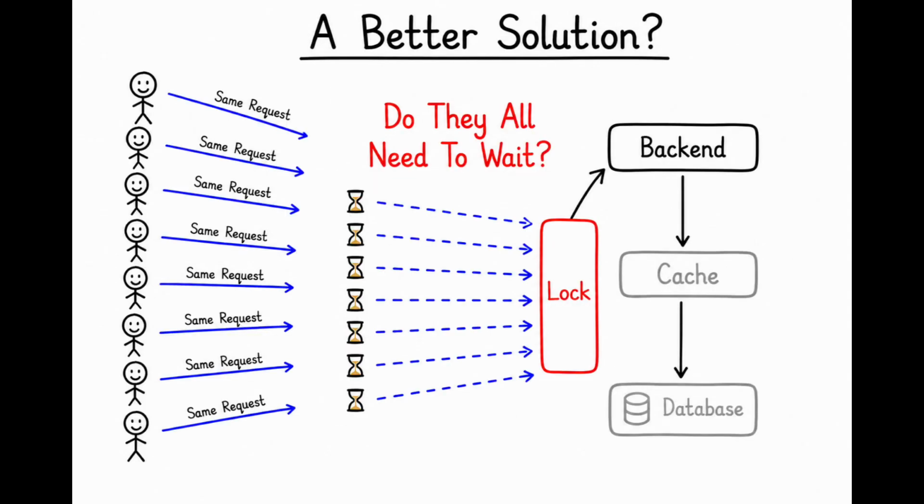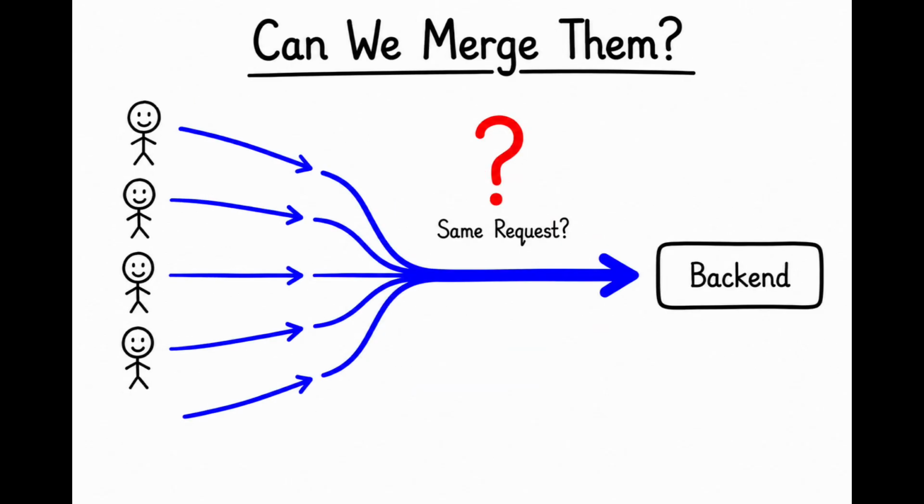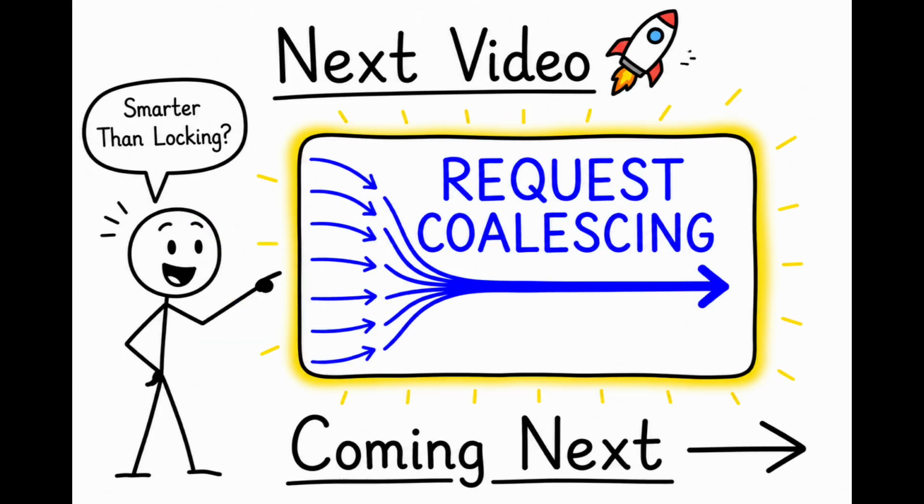Now another interesting question appears. Instead of making hundreds of requests wait, can we merge those identical requests together so that nobody waits unnecessarily? The answer is yes. And that technique is called request coalescing. We'll understand it from scratch in the next video.